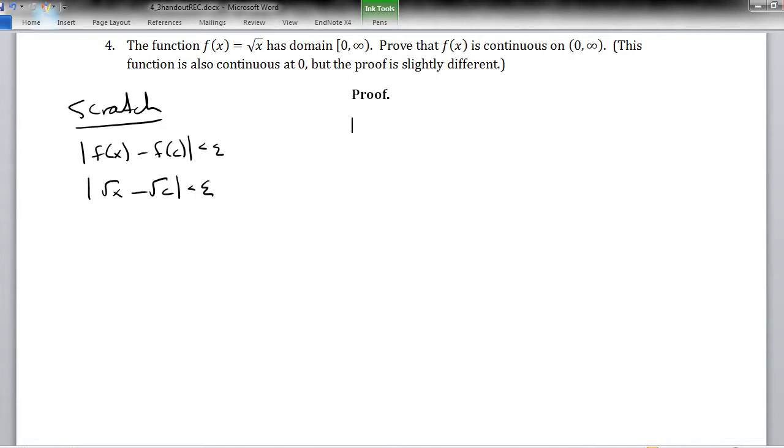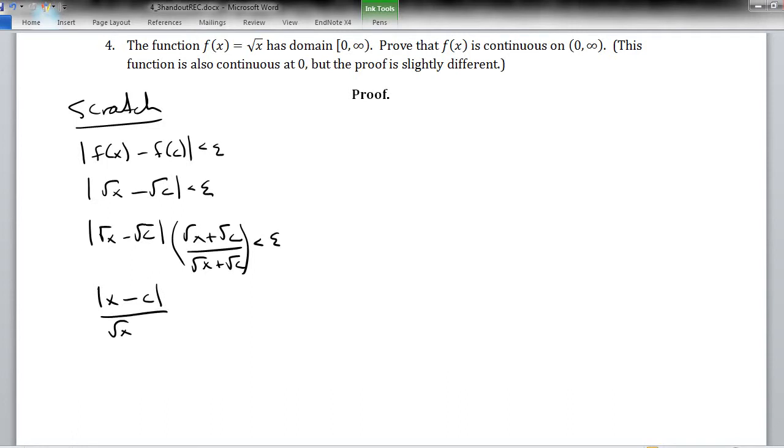And so to make absolute value x minus c appear on the left side, what we're going to do here is multiply on the top and bottom by the conjugate, root x plus root c. And when we combine the numerator, we get what we want by difference of squares. Absolute value of x minus c over root x plus root c is less than epsilon. And then clearing the denominator, we get that the distance from x to c is less than epsilon times root x plus root c.